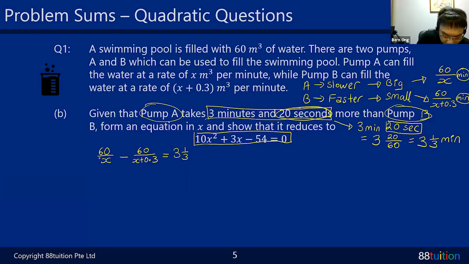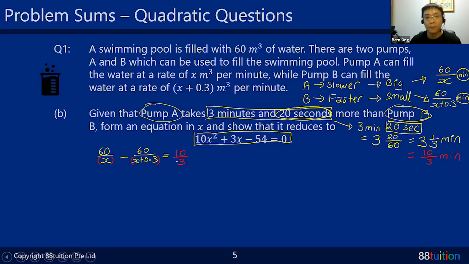So I look here. The denominator here is x. Here is x plus 0.3. What is the denominator for 3 and 1/3? There's a 3 whole and 1/3. Cannot. Okay, never mind. So I purposely change the mixed number to an improper fraction. 3 times 3 is 9. 9 plus 1 is 10. 10 over 3 minutes. Are they the same thing? They are the same thing.